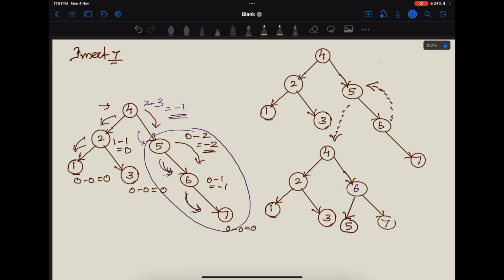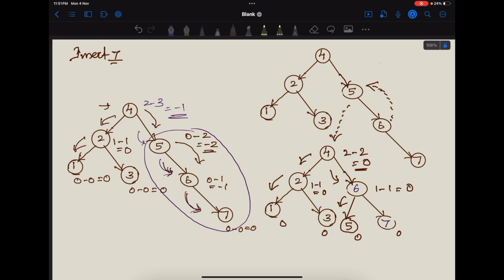Now you have to check the balance factor. For 7, 0. For 5, 0. For 3, 0. For 1, 0. For 2, 1 minus 1 equals 0. And for 6, 1 minus 1 equals 0. For 4, there is a 2 level in the left hand side, so 2 minus, and the 2 level in the right hand side also, so 0. So the tree got balanced.